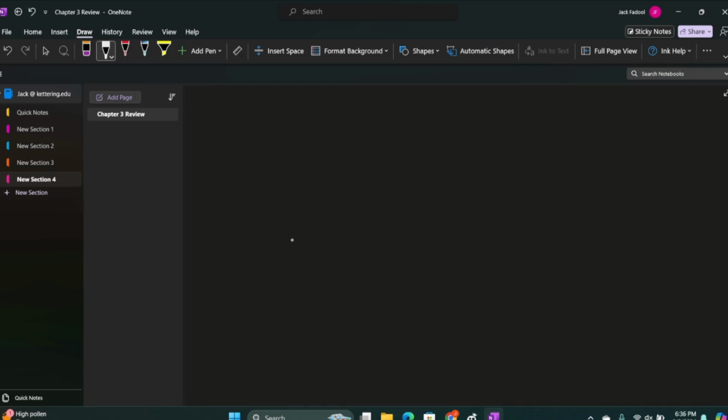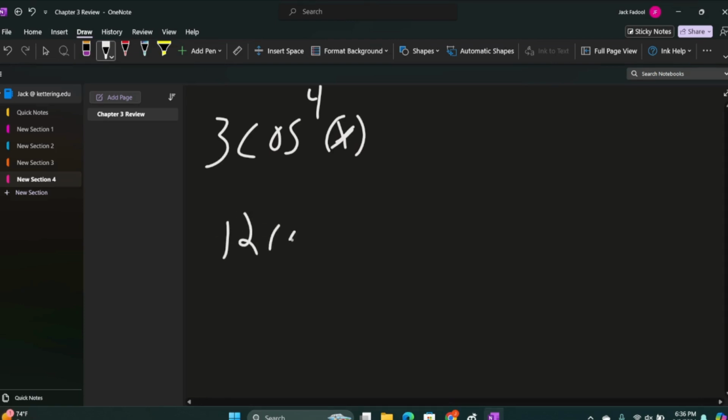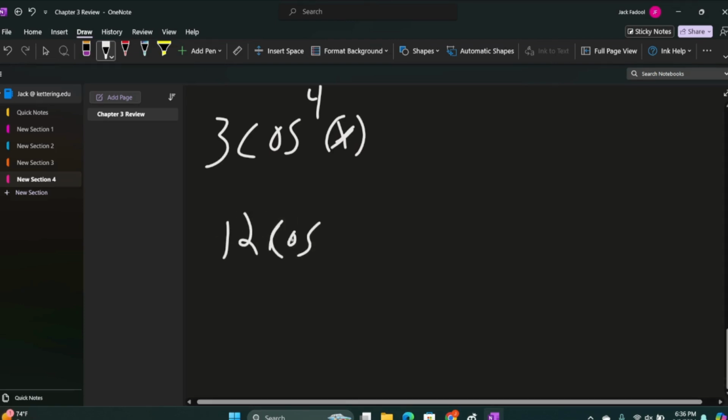Alright. Now we'll move on to some of the trig derivatives. 3 cosine to the 4th x. So this is a chain rule. So 4 times 3, 12 cosine cubed x times negative sine, because it's the derivative of the inside.